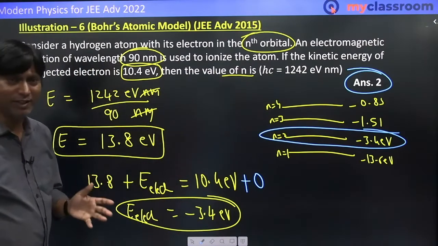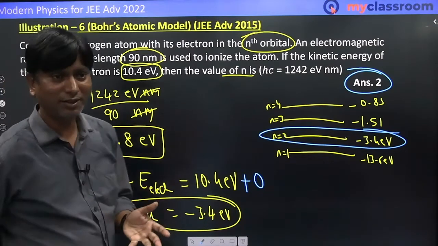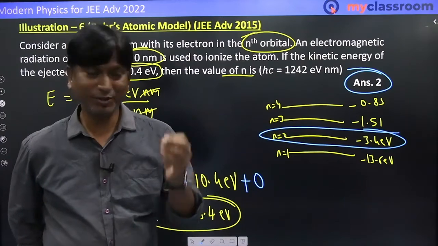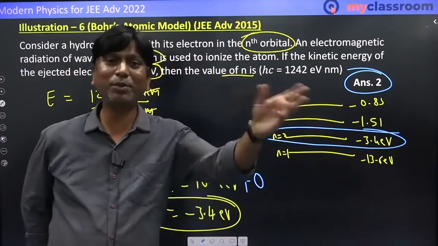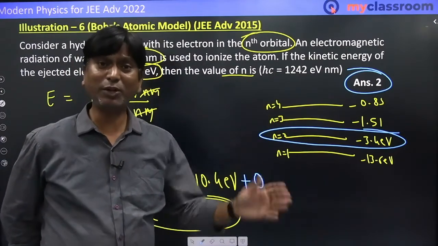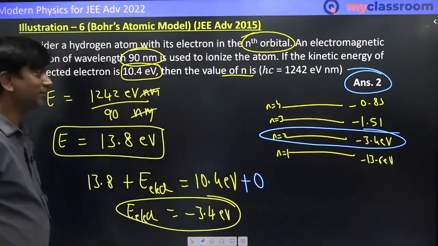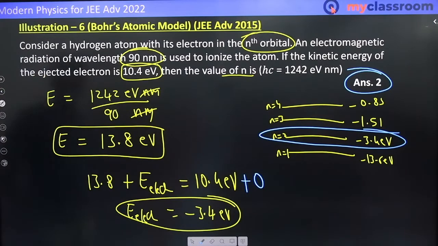So just think energy concept, that's it, right? Energies are already negative in those orbits, and you give some positive energy, and if the positive energy is greater than that negative, the electron will come out with kinetic energy, no doubt about it. Clear? Right. Okay, next question.